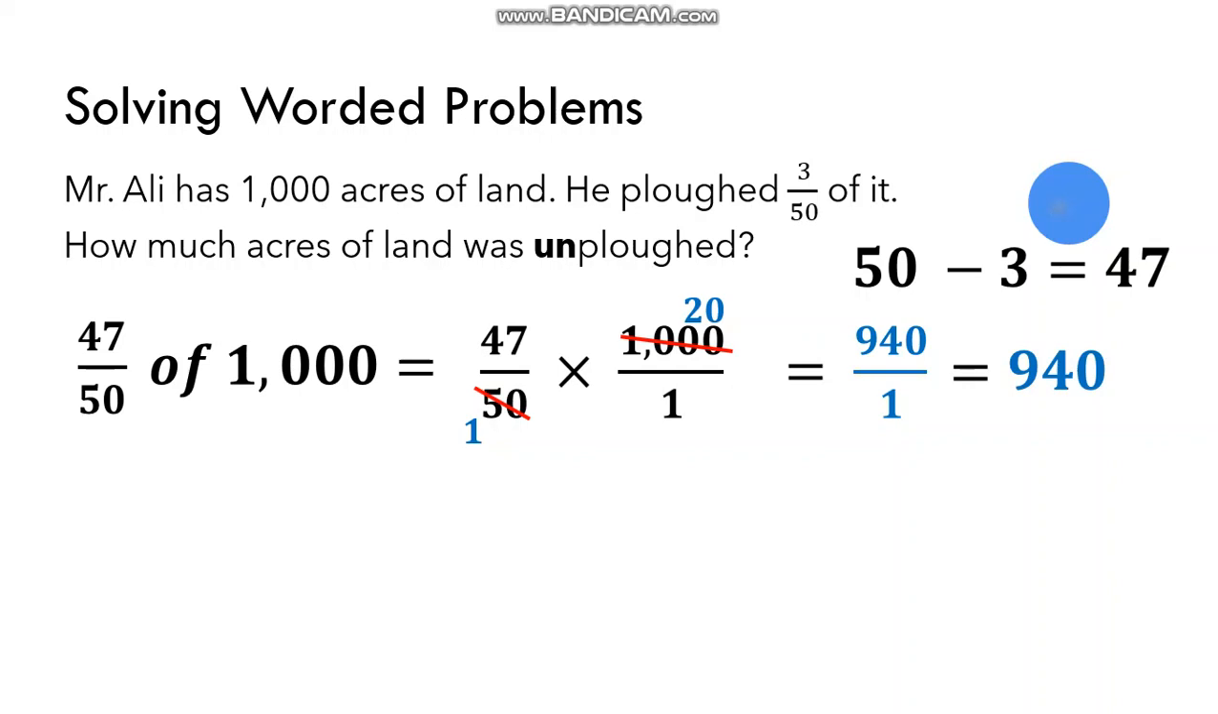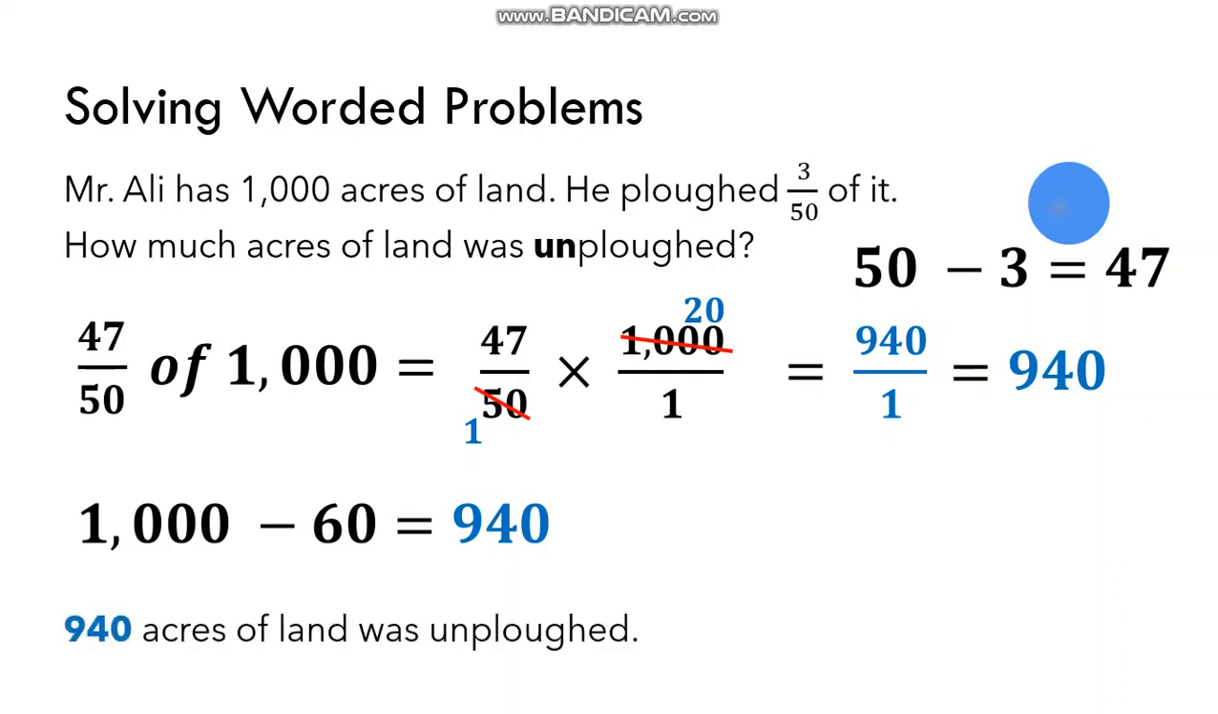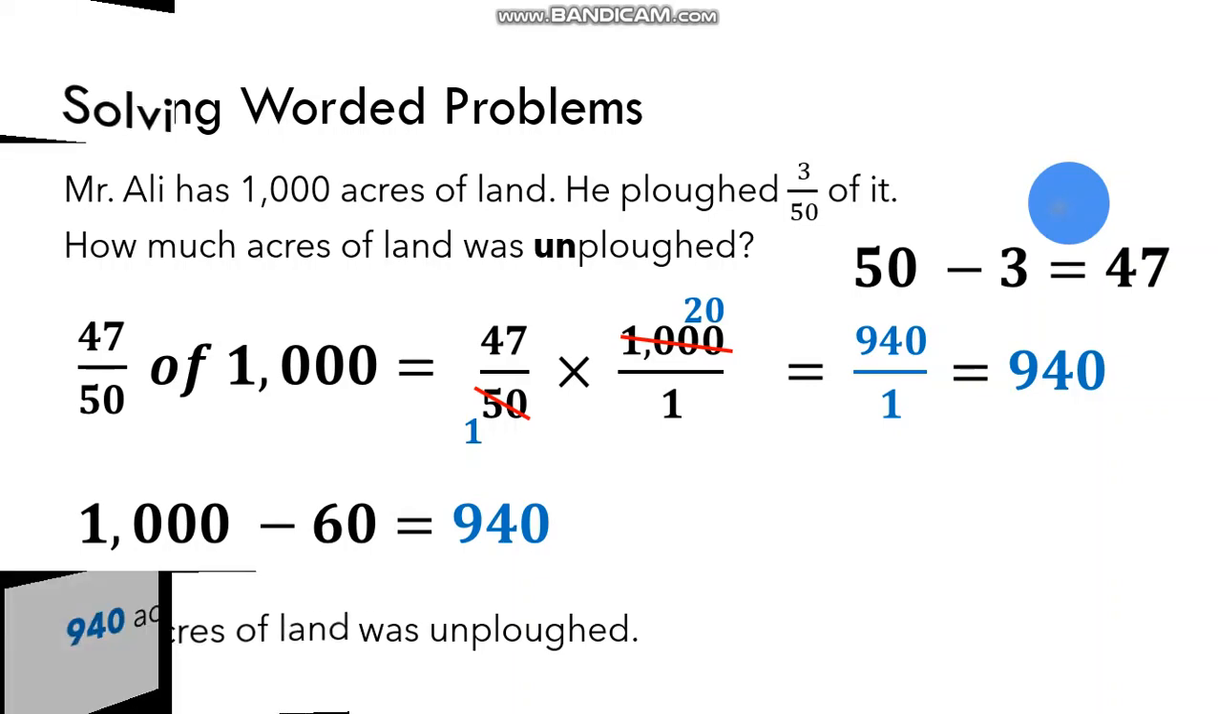If we go back to our previous question, we know that 60 acres of land was plowed. So to find how much is unplowed, we can subtract 60 from 1000. So 1000 minus 60 gives us 940. So to answer our question, how many acres of land was unplowed? The answer is 940 acres of land was unplowed.